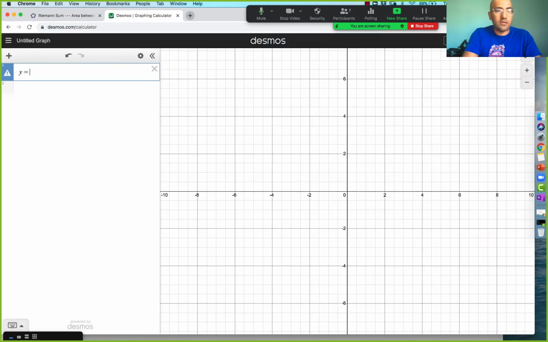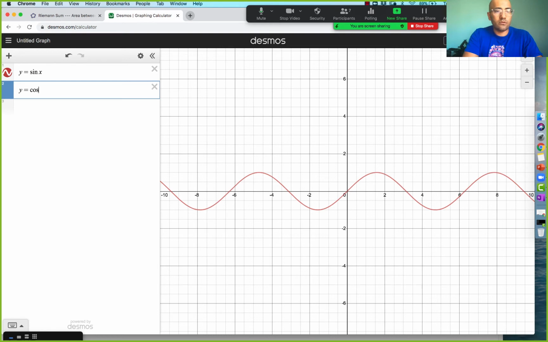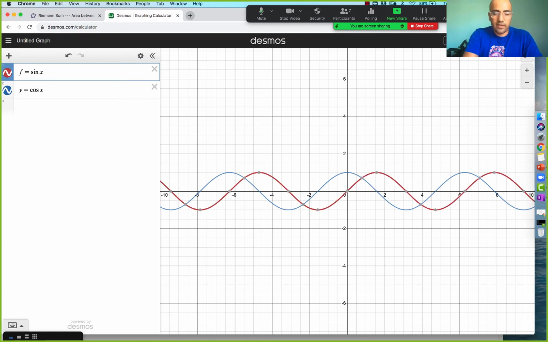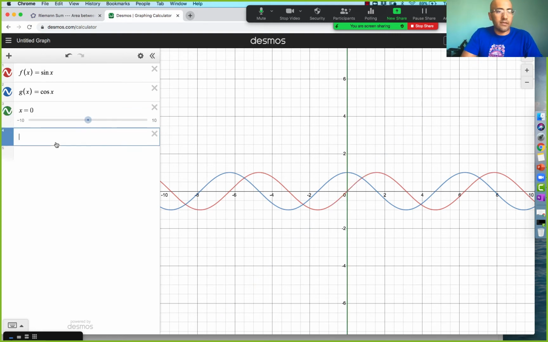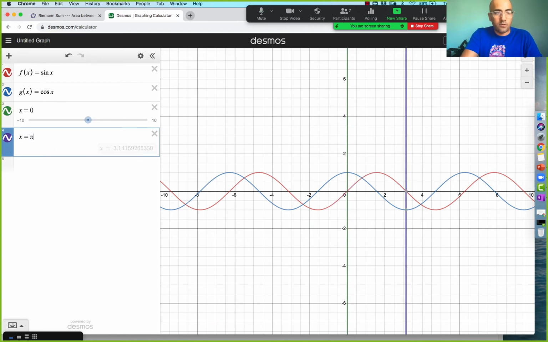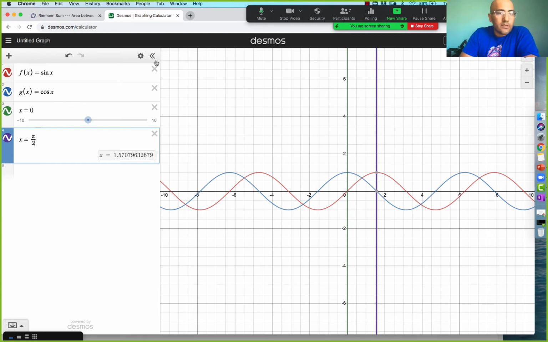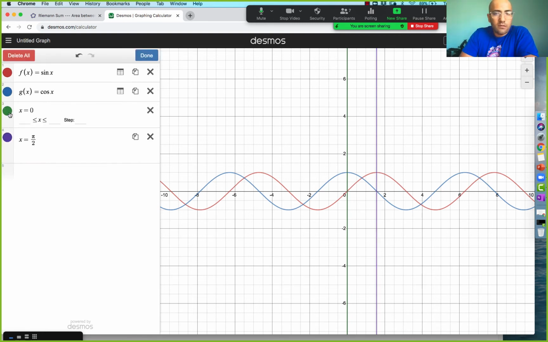So we want to graph y equals sine of x and y equals cosine x, like that. Okay, so let's just label them as f of x equals sine x, and g of x equals cosine x. And let's see, does it let me do x equals 0? Okay, that's that guy. And x equals pi divided by 2. All right, let's get the right colors going here. Let's make that black, make that brown. Let's make this red.